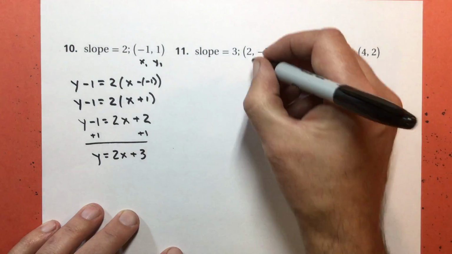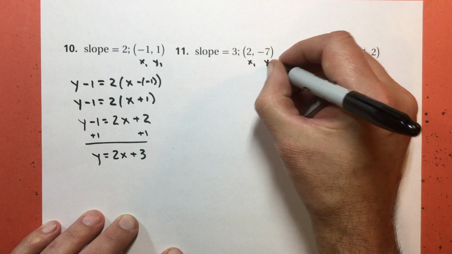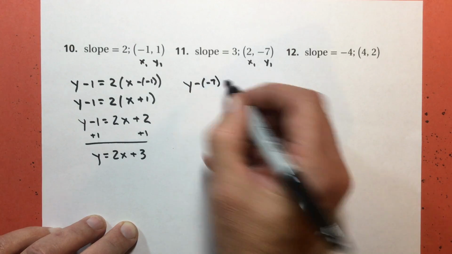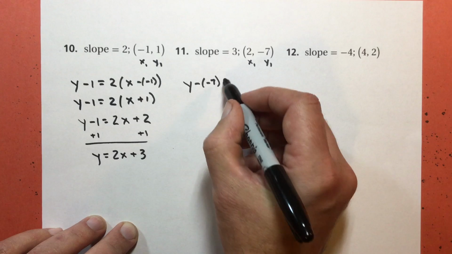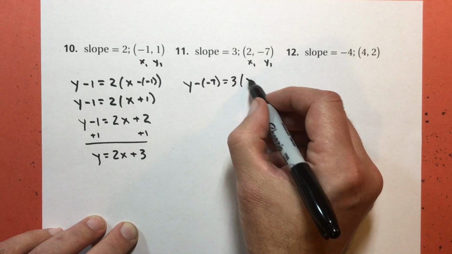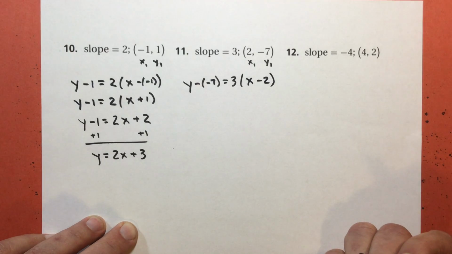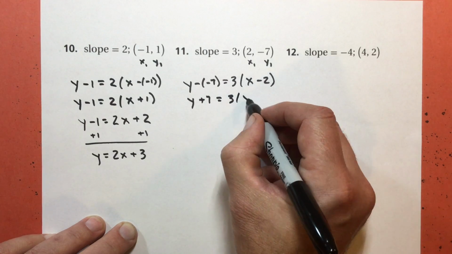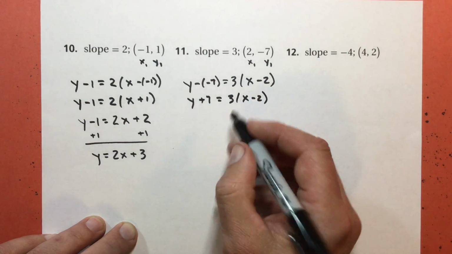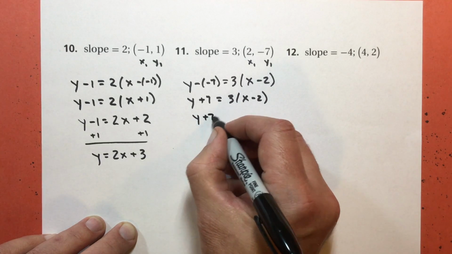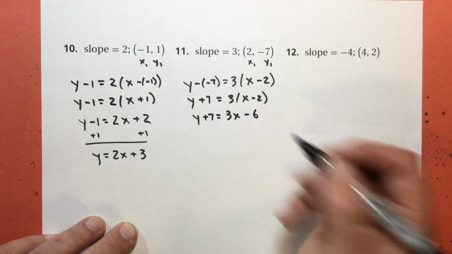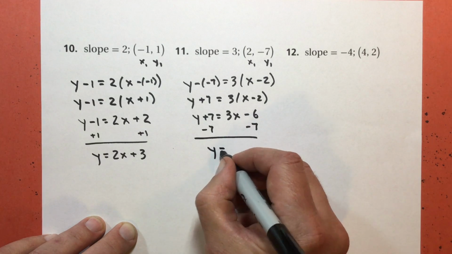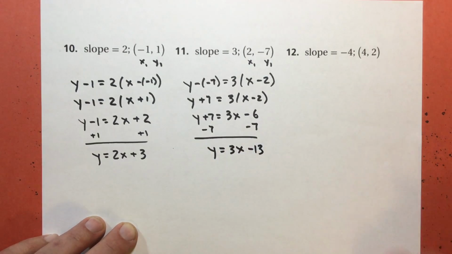All right. Number 11. So again, here's my point, negative 2, negative 7. Y subtract negative 7. So y subtract the first y equals my slope times x subtract my x value, 2. I'm going to clean this up and get y plus 7. I'm going to use distribution. Y plus 7 equals 3x minus 6. And then I'm going to subtract 7 from both sides and get y equals 3x subtract 13.